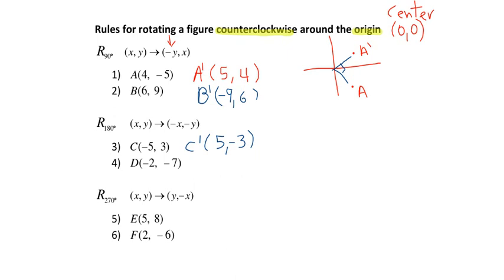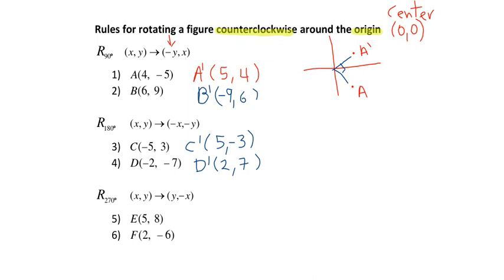D prime, we leave the x and the y values in the same place. We only change the signs. So we have 2 negatives, so that means both of the numbers should be positive here. So that should be +2, +7.